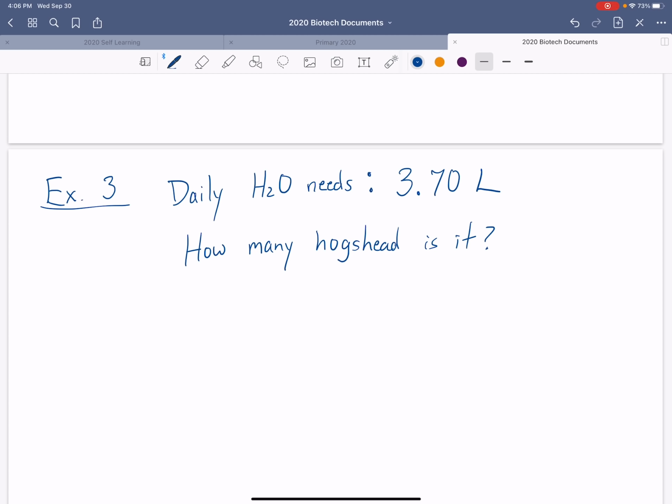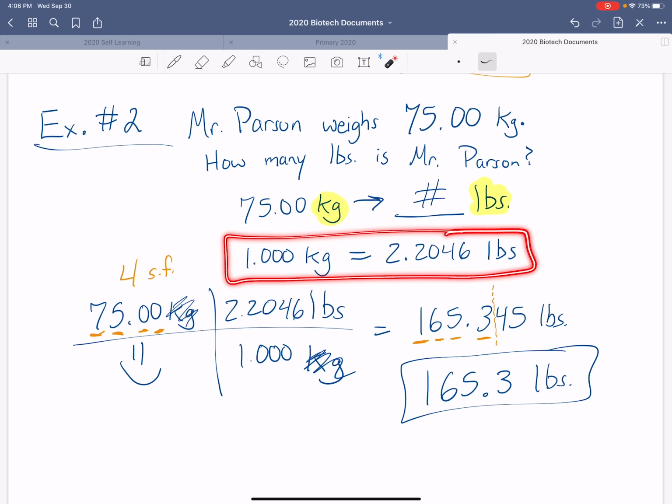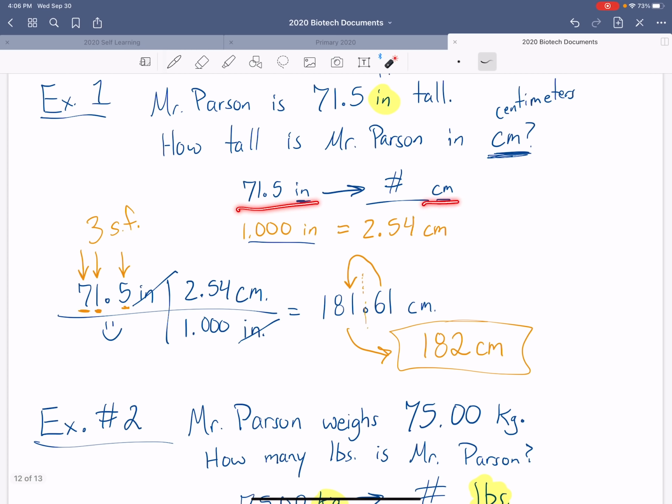We need to go from the original value of 3.70 liters to the world of hogshead, which is some crazy unit of volume. Now this one is going to be more challenging. I'm going to scroll up to our other examples. Here we went from kilograms to pounds, and on our conversion sheet I had found a direct conversion, straight from kilograms to pounds. In the other example, we were going from inches to centimeters, and that's a common enough conversion that they have an exact conversion. You can go straight from inches to centimeters.